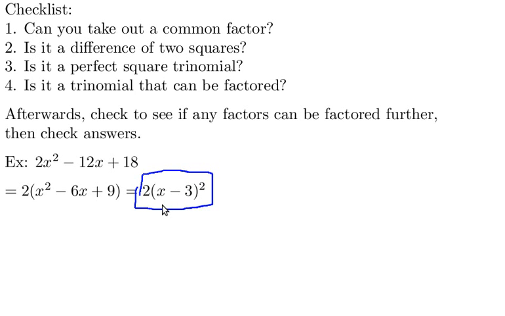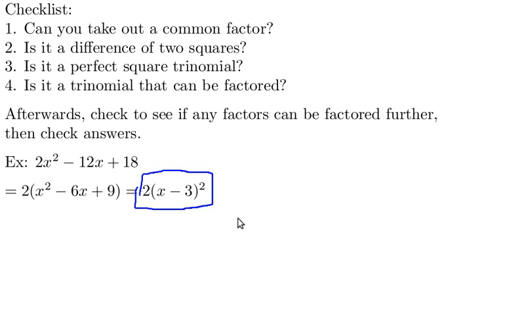Let's go ahead and do that just so you can see it. Is there a common factor here? No, we have x and 3, so there's no common factors. Is it a difference of 2 squares? x is not a square term, and 3 is not a square term, so no. Is it a perfect square trinomial? It's not even a trinomial, so no. Is it a trinomial that can be factored? It's not even a trinomial, so no. Since none of these 4 points applied to any of the factors involved, this is as far as it can go.